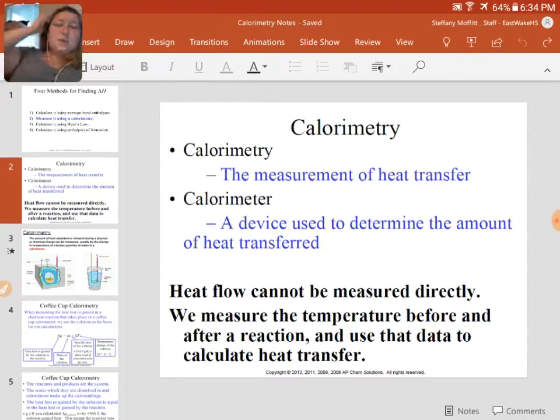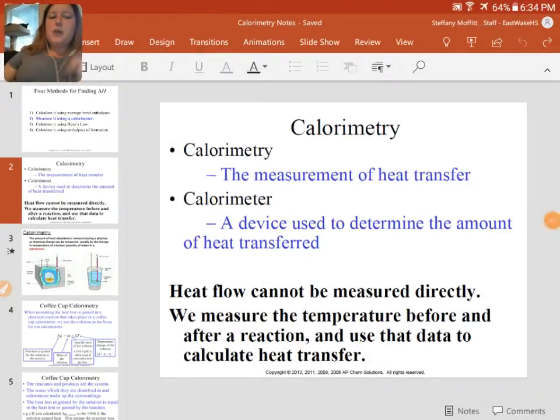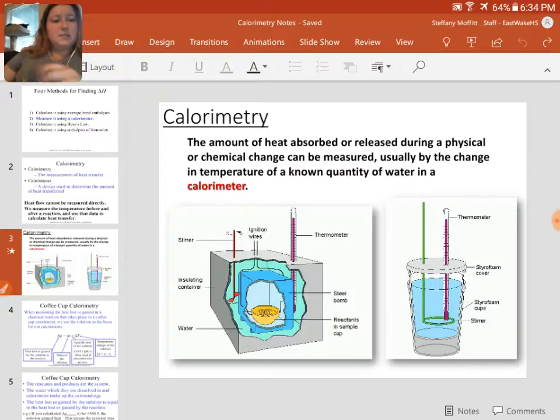So, the calorimeter that we used in the lab was a foam coffee cup. Heat flow cannot be measured directly, so we measure the temperature before and after the reaction, and we use that data and do some calculations to figure out the heat transfer. This is kind of what it looks like. The amount of heat absorbed or released during a physical or chemical change can be measured, usually by the change in temperature, which we call calorimetry, and in that quantity of water. This is the calorimeter basically.